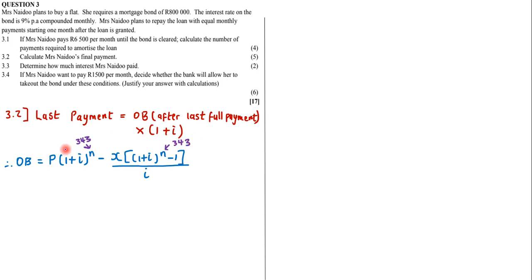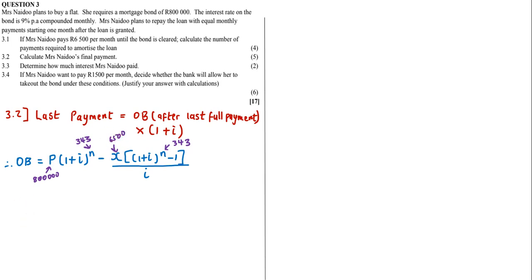Sometimes this changes depending on the scenario. But in this scenario, Mrs. Naidu never missed any payments, so she paid everything as she agreed with the bank. Now the value for P represents the loan, which is in this case the 800,000 Rand. And this X represents the repayments, which is 6,500 Rand.